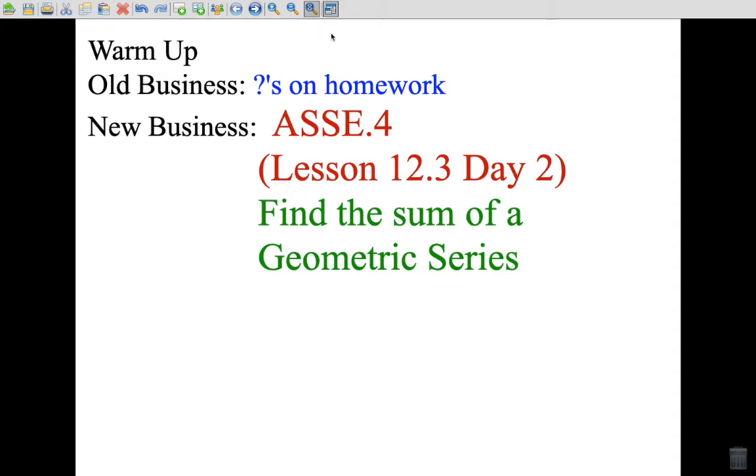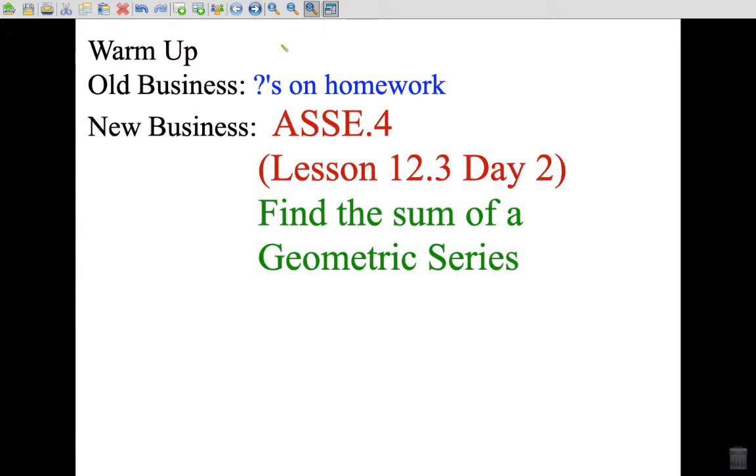Today's lesson continues with standard ASSE.4. We're focusing on the textbook Chapter 12, Lesson 3. It's the second day we've spent on Chapter 12, Lesson 3, which is about geometric sequence and series. Yesterday we learned about the format of what a geometric sequence looks like.